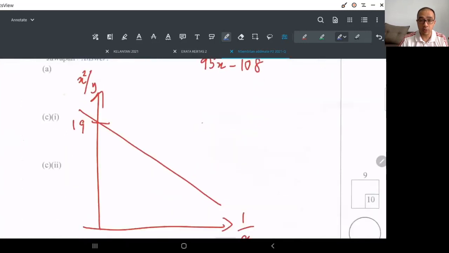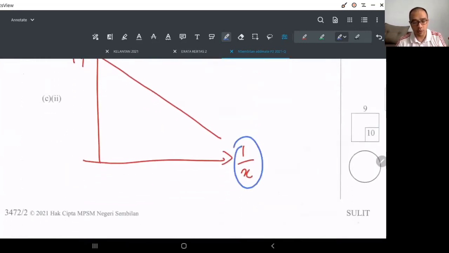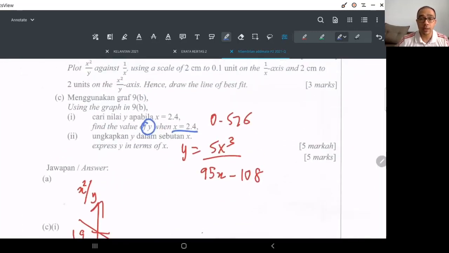If x equals 2.4, then you need to find the 1 over x, which will give you some weird value. 1 over 2.4, so you find 0.42 over here. Okay, so you should be able to get the answer around y equals 0.576. Now express y in terms of x.